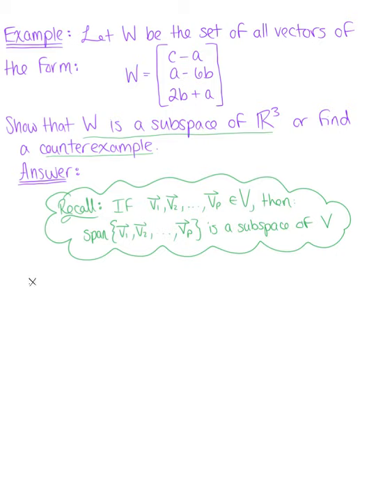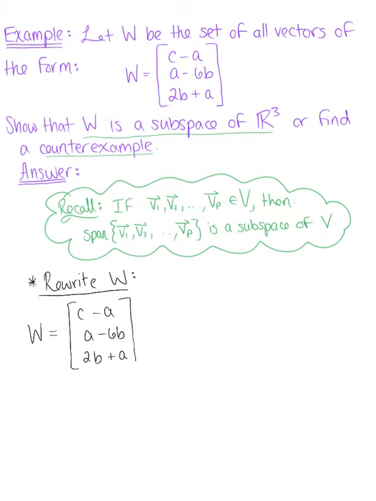So to get us started here, let's rewrite W as a linear combination of its column vectors. So we have W is given to us as C minus A minus 6B, 2B plus A. And in order to rewrite this as a linear combination of its column vectors, we just need to reorder this.